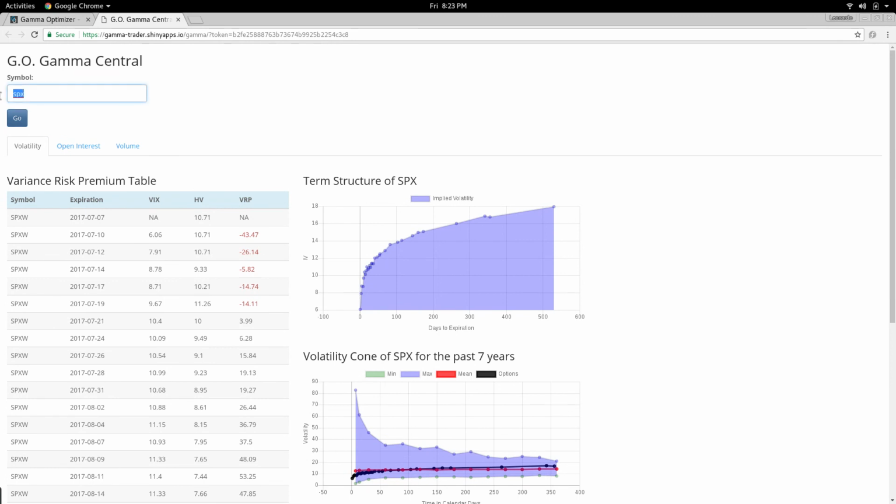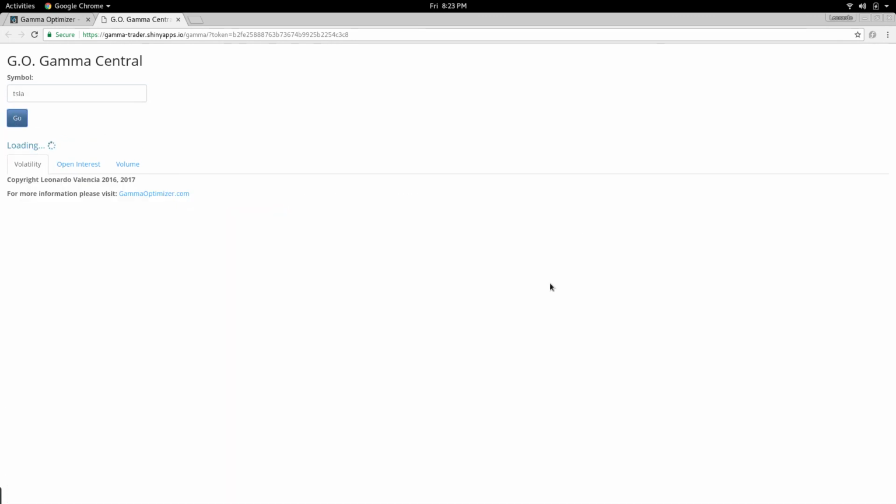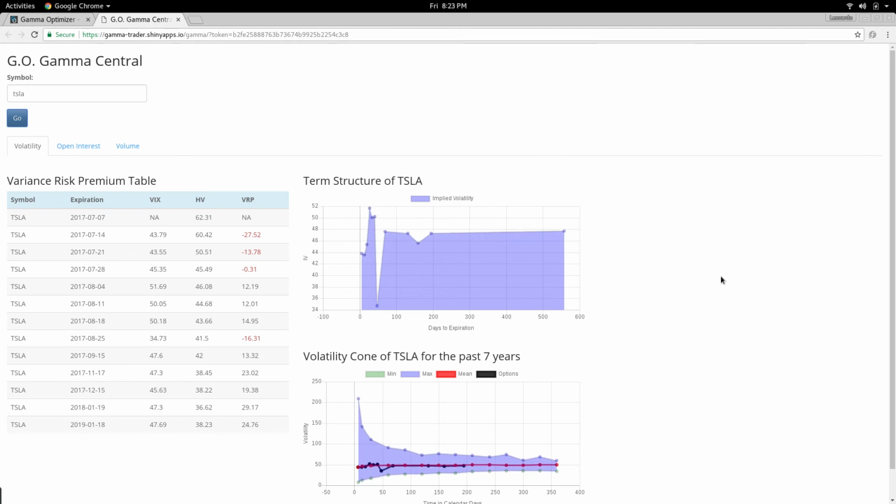Finally, let's look for something crazy here. Let's look at Tesla again. So Tesla is a crazy underlying. The term structure looks crazy, beyond crazy, because it's almost flat. This is clearly an outlier. Probably data is not correct for this expiration, because probably there is like no open interest here, and it's bringing down the implied volatility, but it should be around here.